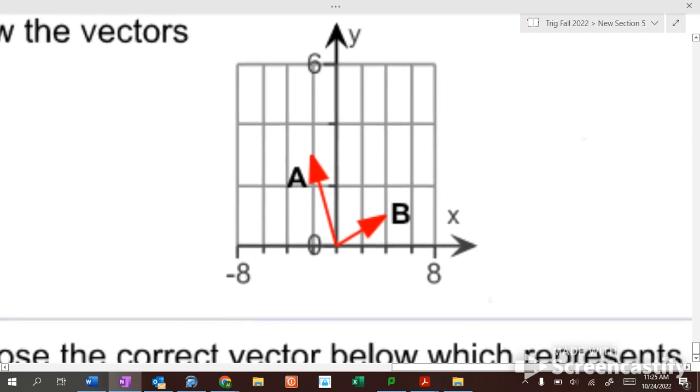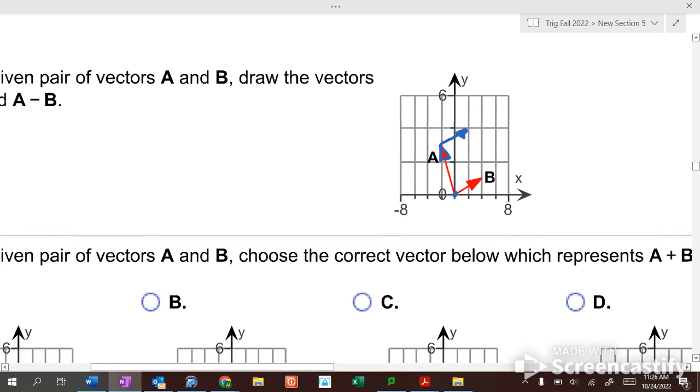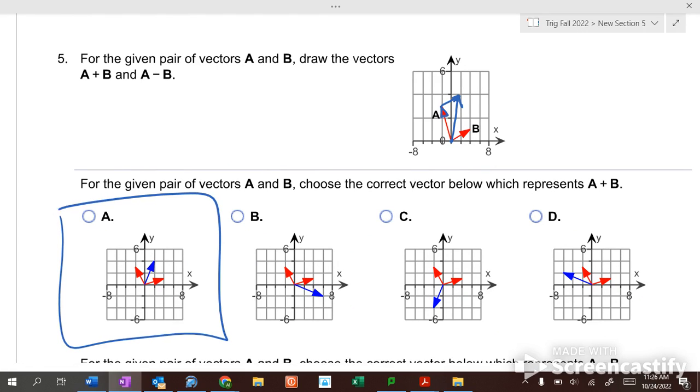Now, another way to do it when you're adding vectors is to use the head to tail method. Okay? This is the head. This is the tail. Okay? So if A goes this way and B goes that way, you draw B the same amount and it should end up about right there. Okay? Now, A plus B, if B ends up right there, then the resulting vector goes there. So that would be choice A.